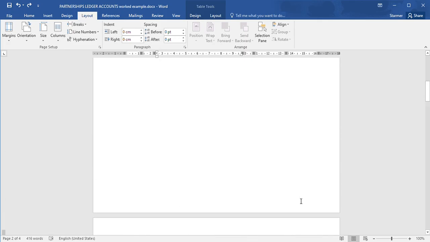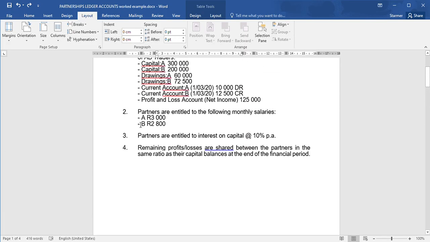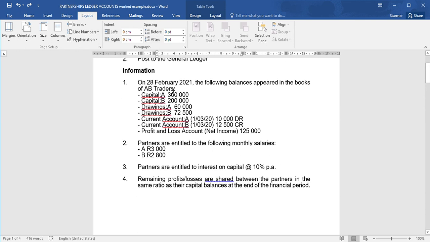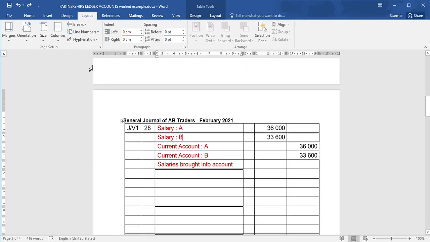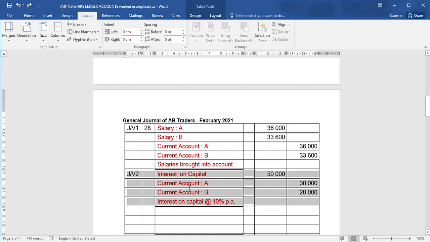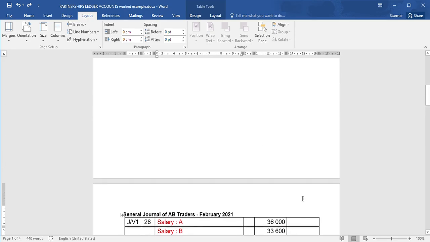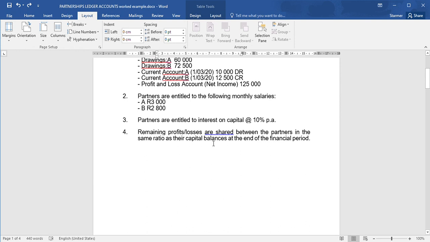Adjustment number 2 tells you partners are entitled to interest on capital at 10% per annum. Obviously you just take your capital figure here, 300,000 times 10%, and likewise 200,000 times 10%. The double entry you make to record that one will be to debit interest on capital, which is an expense of the business, and that is the total of the interest for A as well as B, and both those amounts go to the partner's current account. Now those are your year-end adjustments. If there was a bonus, you could also have a bonus in here.